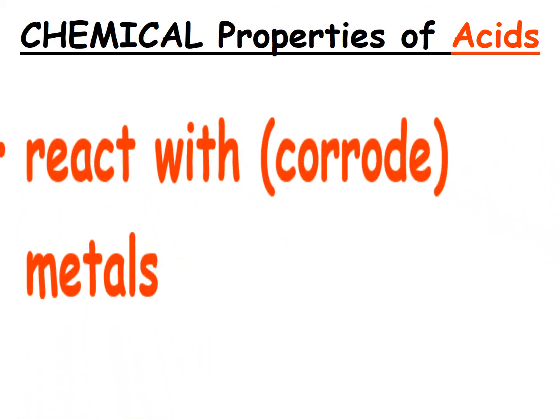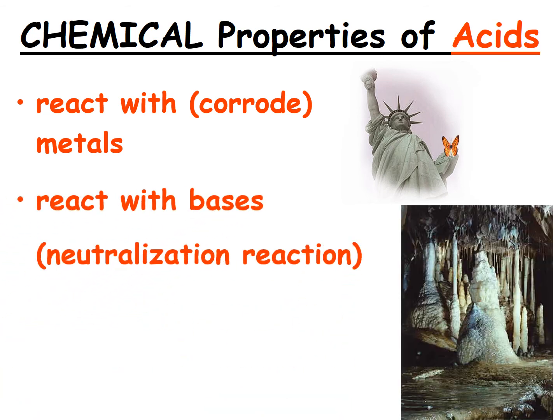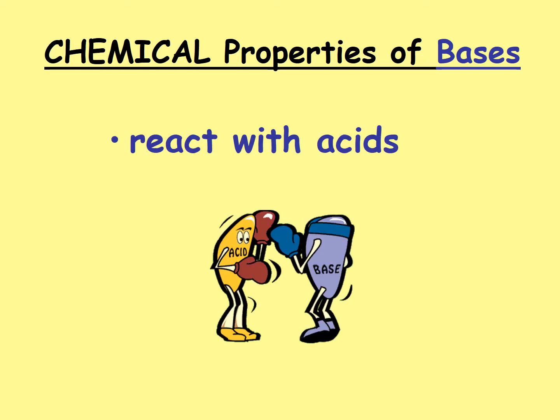The chemical properties of acids: they react with other metals. They also react with bases. And they react with carbonates, which is how you get those really pretty things that you guys see when you go into caves. Chemical properties of bases.